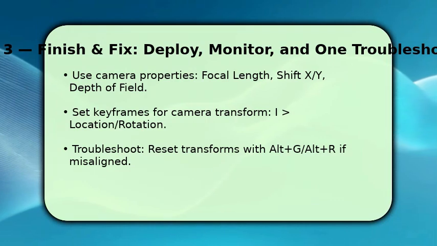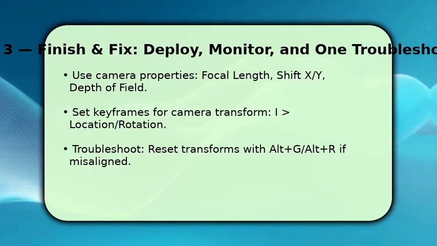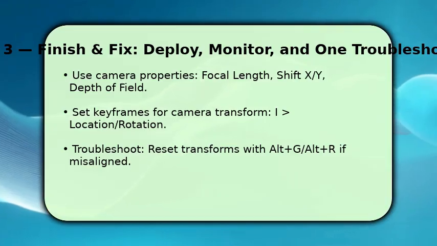Finish by fine-tuning focal length and sensor shift so your angle reads correctly. Open the camera properties and tweak focal length or Shift X/Y and enable depth of field if needed. If this is part of an animation, set keyframes with I for location/rotation to lock your angle over time.